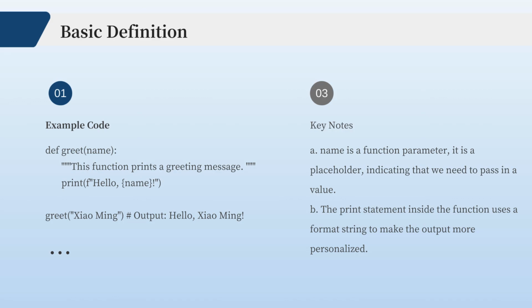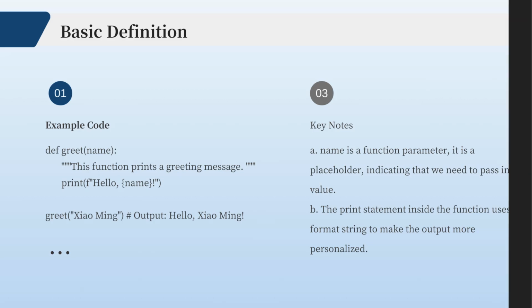Additionally, name is a function parameter, acting as a placeholder requiring a passed value. The print statement inside the function uses string formatting to personalize the output. This is a very simple function, but it already demonstrates the basic structure of functions.